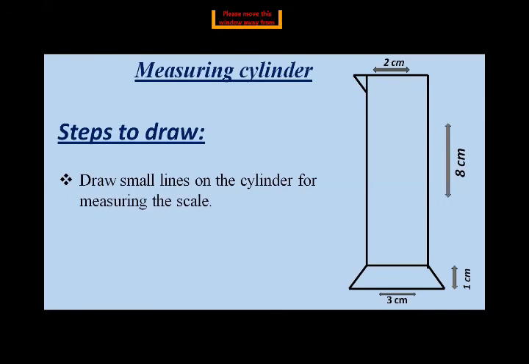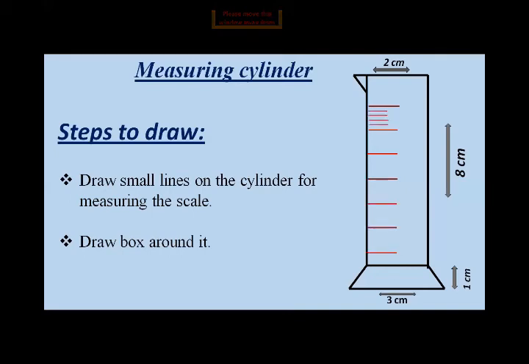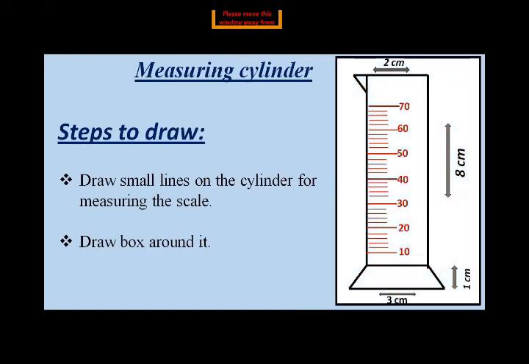Draw small lines on the cylinder for measuring the scale, and draw a box. Okay, these are the small lines on the cylinder for the measurement, because the measurement is very important, because we measure the liquids in use in the lab. Then 20, these are the scales. Okay, to use the scale with the help of a meter. Draw a box outside of the cylinder.